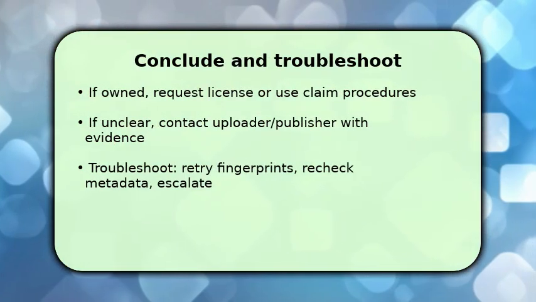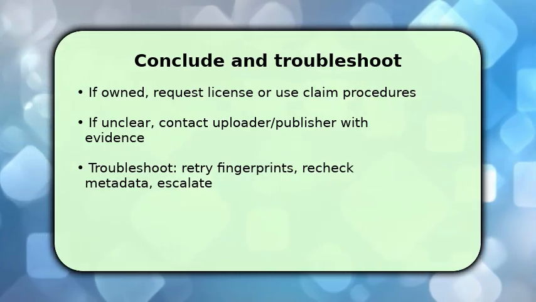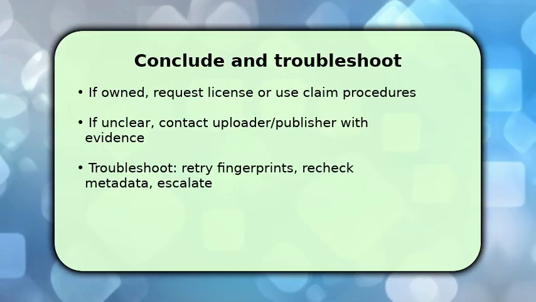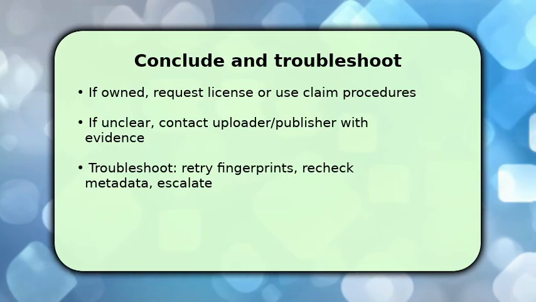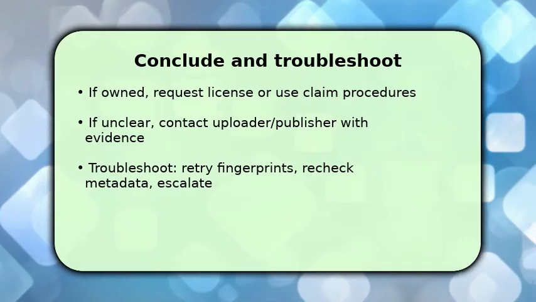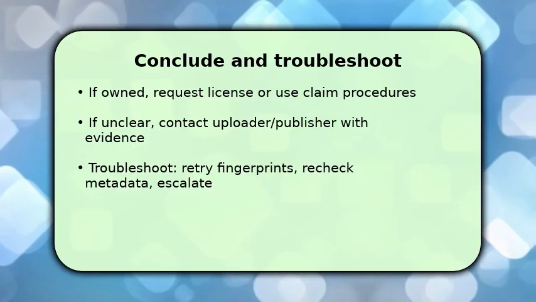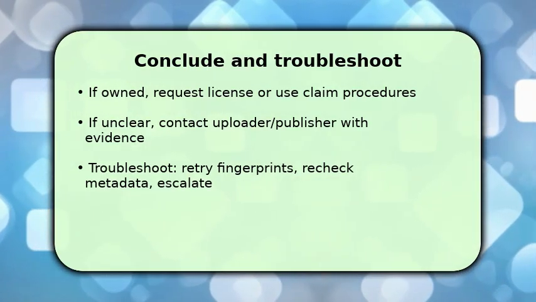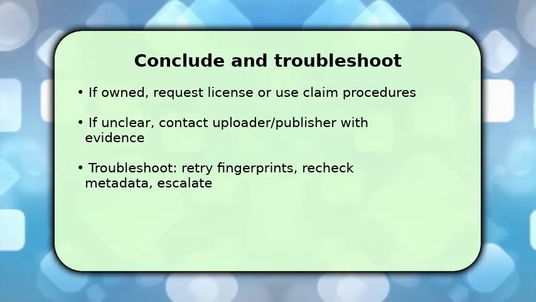Finally, conclude by deciding your action. If the track is claimed by rights holders, request a license or follow YouTube's claim procedures. If it's unclaimed and matches public domain or Creative Commons, you can proceed with attribution. If ownership remains unclear, contact the uploader or publisher and share your evidence. If things go wrong, retry fingerprinting, re-extract metadata, and escalate to platform support with documented timestamps and comparisons to resolve disputes faster.